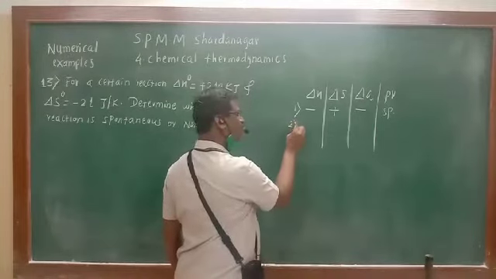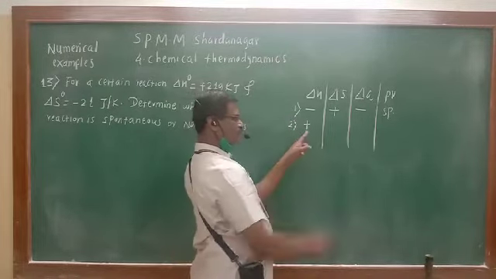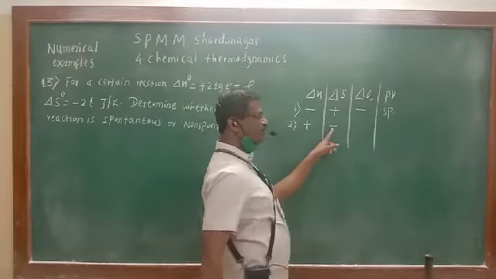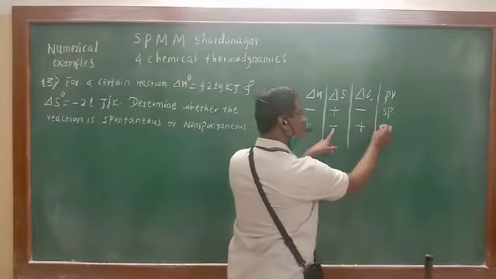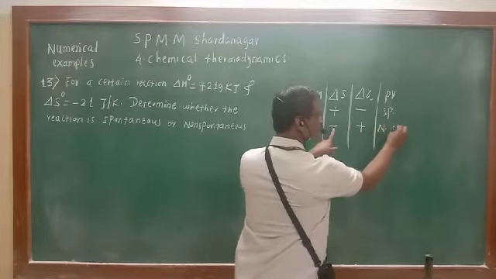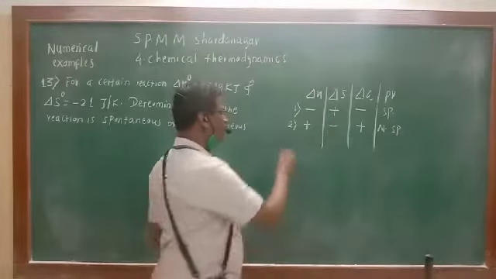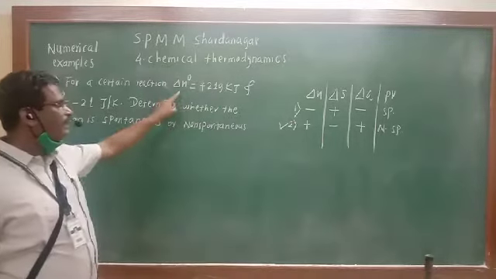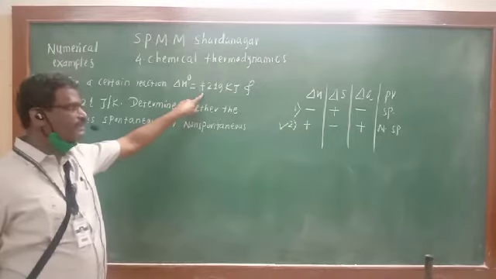Secondly, we have studied if delta H is positive, then this is non-spontaneous. Delta S is negative, this is non-spontaneous. So delta G comes to be positive and the process is non-spontaneous at all temperature. This data we have studied, and this is the data given. Delta H is positive, so this process must be non-spontaneous.